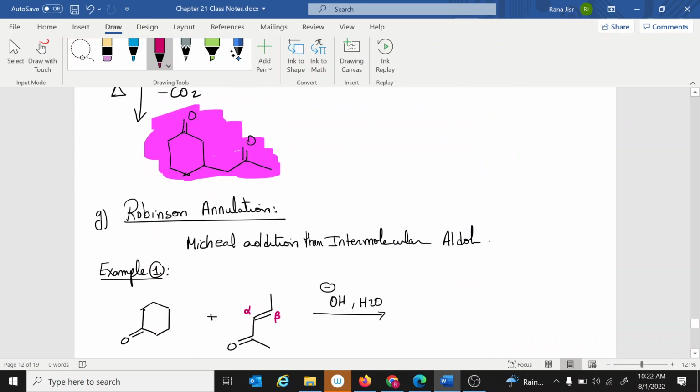Okay? I think this is now the last one. Now, the last one is a little bit, this one is the hardest because it's the combination of two reactions.